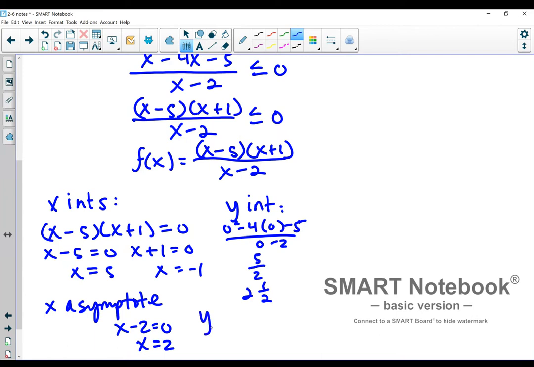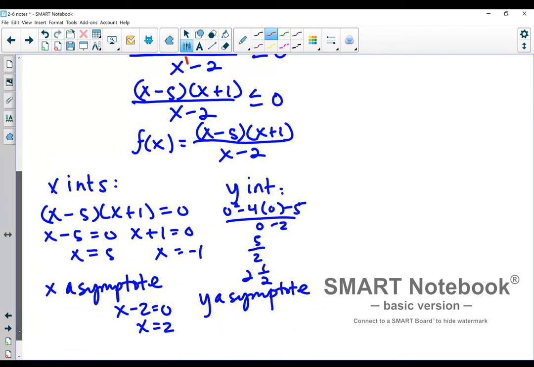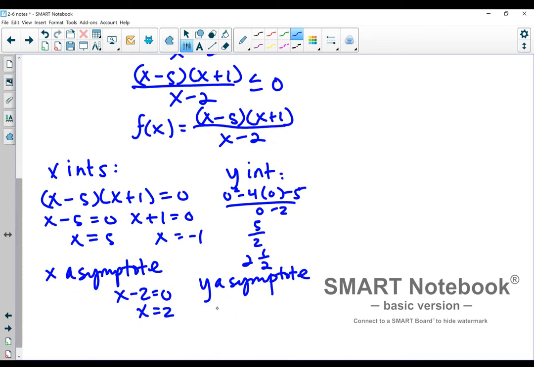And for my horizontal asymptote, I have to pay attention to the degrees. And it has a bigger degree on the top. The numerator is x squared. My denominator is x to the first. So because it is bigger on top, there is no horizontal. But because it's 1 degree bigger, we will have a slant. We have to divide it out.